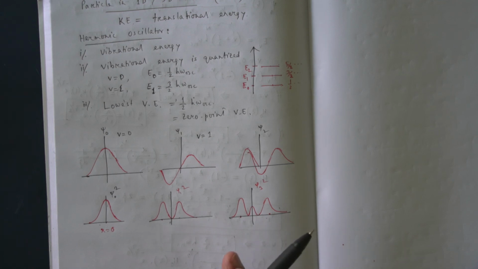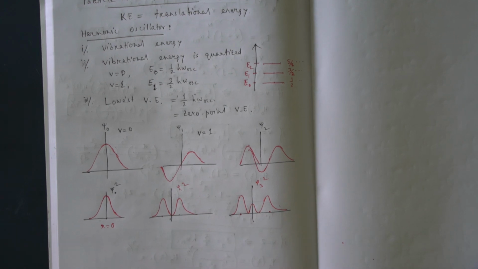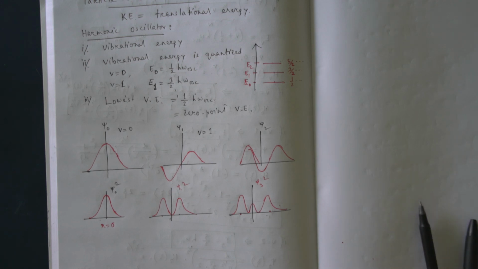So this is all about the one-dimensional harmonic oscillator. Let us stop here today. Next time we will discuss a little bit more about the harmonic oscillator. Then we will go to the rigid rotator. So thank you.